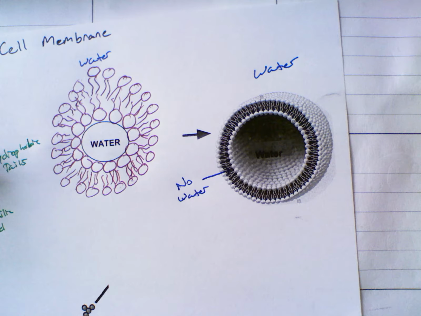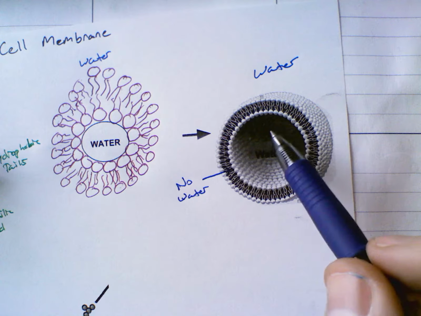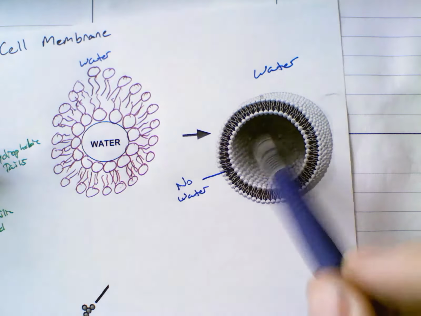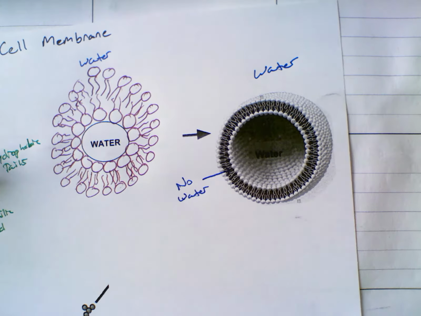Okay. This is how you end up with a cell where you have that aqueous, or water-soluble, cytoplasm on the inside of the cell, and then the watery environment that is surrounding the cell as well. All right. Now, remember that your cell membranes are selectively permeable, meaning certain things can get in and certain things can get out, but certain things get blocked. Right?